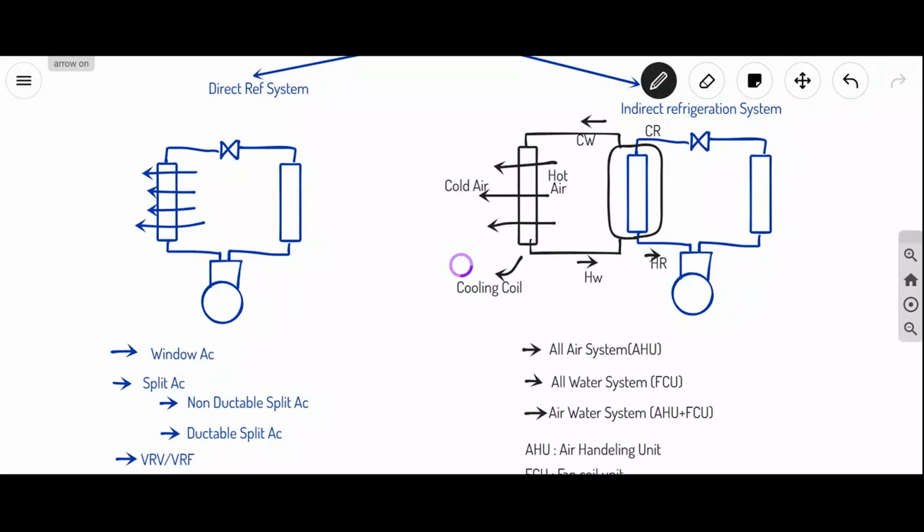Sir, my question is, what is the need of this indirect refrigeration system? We can go with the direct refrigeration system if we are using the air. Then why another cold water?